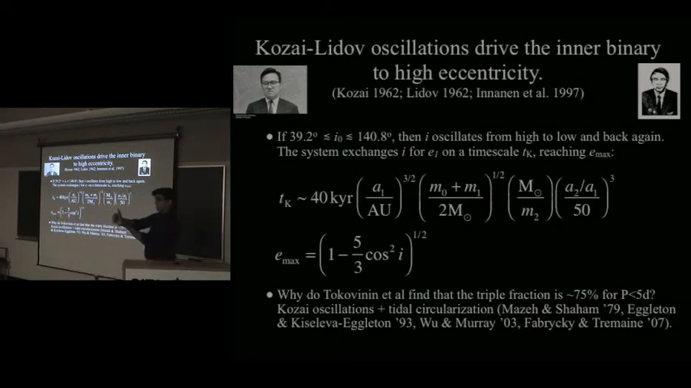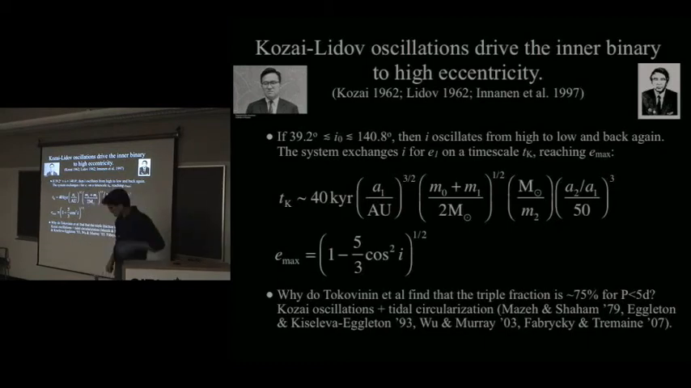That happens on a certain long time scale. For example, 40 kiloyears, 40,000 years, for a 1 AU binary of solar mass, solar mass, solar mass, and with A2 over A1 of 50. So 1 AU, 50 AU. And as the inner binary's orbit changes like this, it goes to very high eccentricity. It has to, again, from angular momentum conservation. And the maximum eccentricity is just given by this expression in certain limit, under certain approximations, which I won't get into just yet.